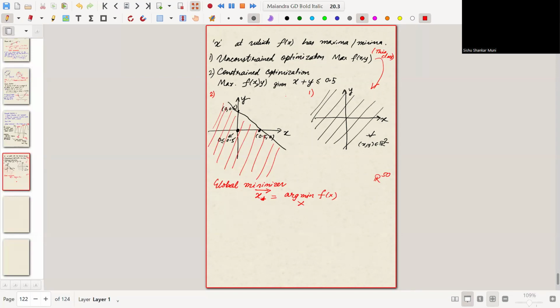Can you define the global maximizer? Same. Maximizer. Say Y star vector, that's like argmax, right? Understood, is it? Any issues till now?